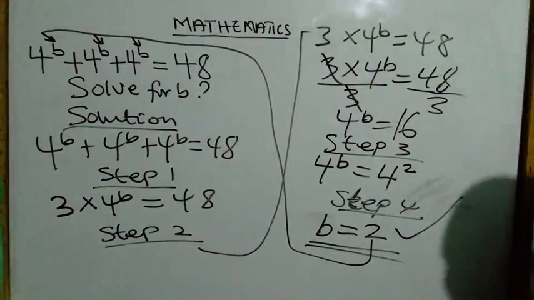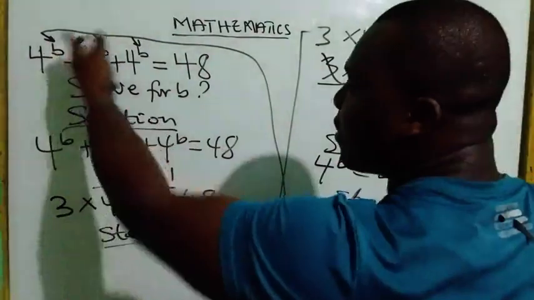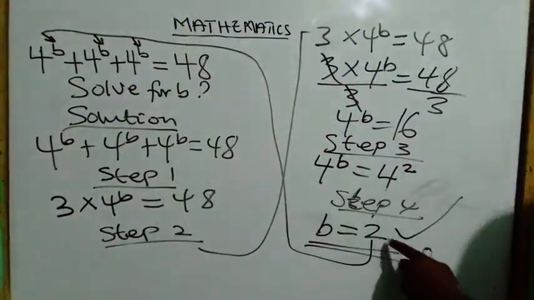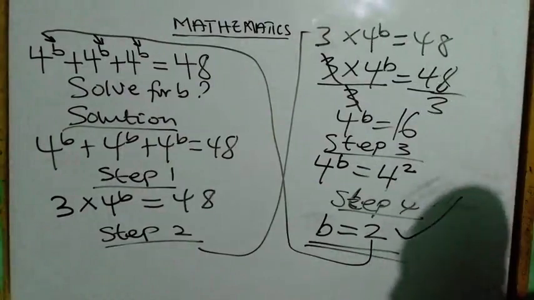So have a look at it just a minute. So this is the answer. 4 raised to the power b plus 4 raised to the power b plus 4 raised to the power b equal to 48. The answer is what? 2. B equal to 2.